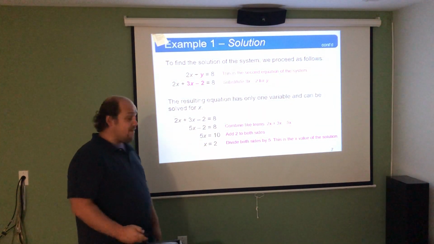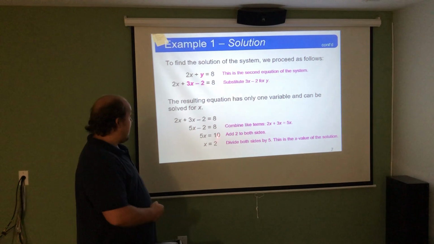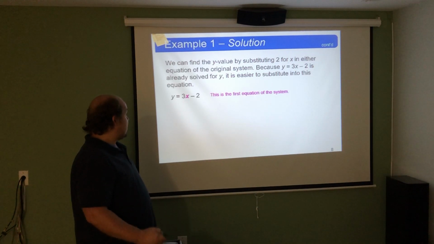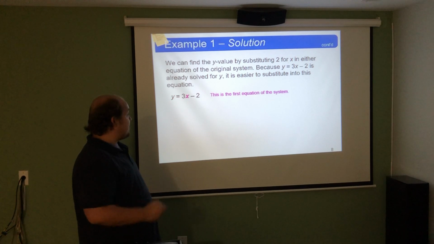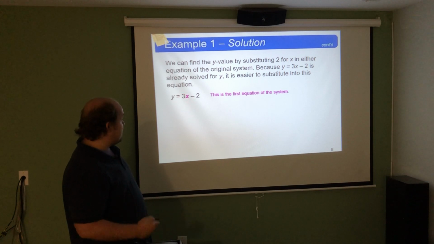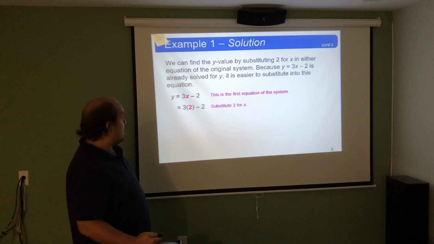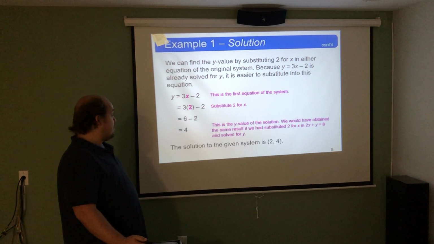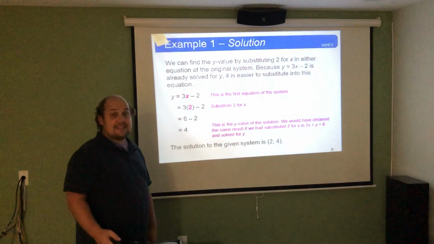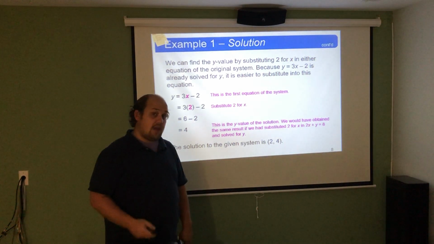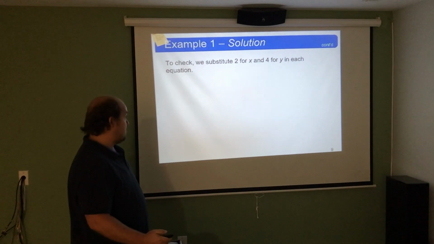To solve for the y value, we want to take that 2 and plug it back into the equation that we have solved for y, specifically y equals 3x minus 2. If we put that 2 in where we see an x, we get y equals 3 times 2 minus 2, which becomes 6 minus 2, which becomes 4. We now know that the system of equations can be solved with an x value of 2 and a y value of 4.